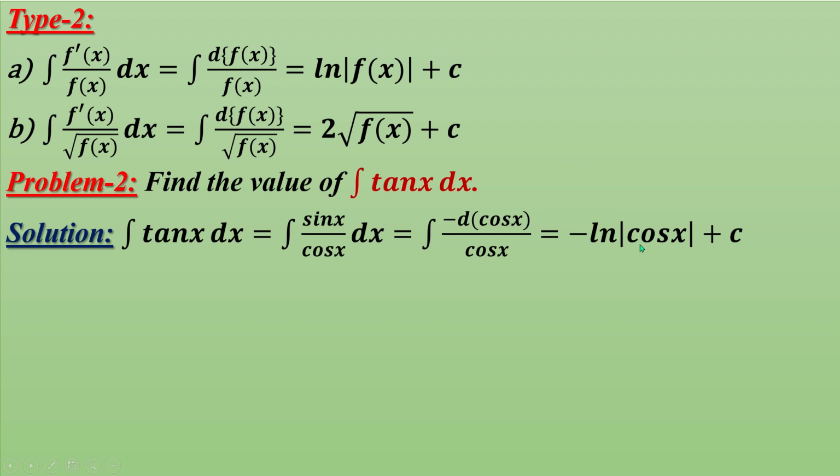This is the formula obtained by applying this formula. Okay, but ln of cos x means ln of 1 by sec x, and ln m by n means ln m minus ln n. As here it is minus, it will be minus ln 1 plus ln sec x, but ln 1 equals what? 0. So this equals ln of sec x plus c.